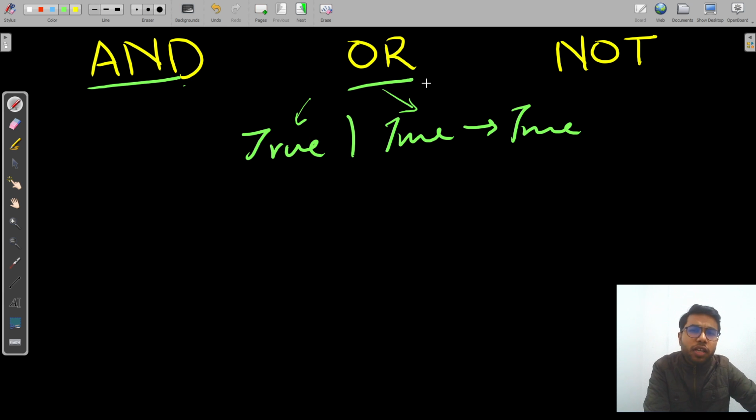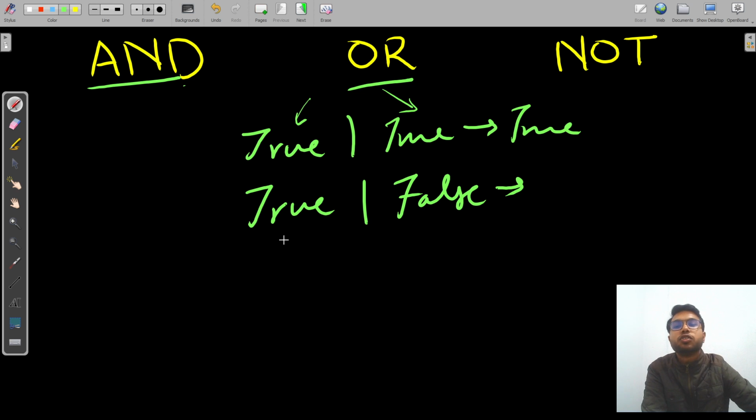It checks for what? Sorry, if both of them are false, only then would it return a false, right? If both of them are false, only then would I get a false. In all other situations, I'm going to get a true. All right. So moving on, we get true for true and true. Let's see what happens when I have true or false. So what happens? It sees the true and it says your output must be true. All right, because one of them is true.